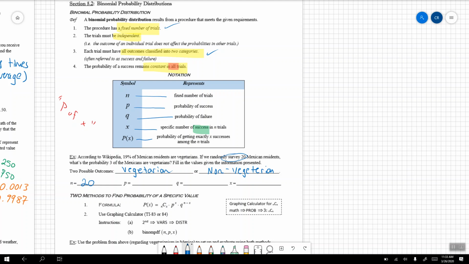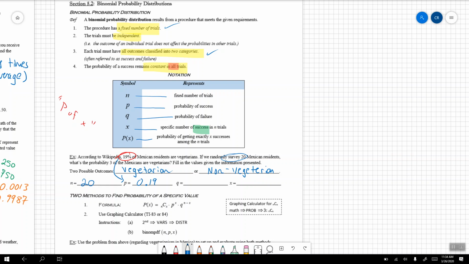Now P, do we have a probability of success? Again, success in this case just means that we are looking for the probability that the outcome we're looking for was achieved. And that probability is this 19%. So when we look at 19% as a probability, that is 0.19.